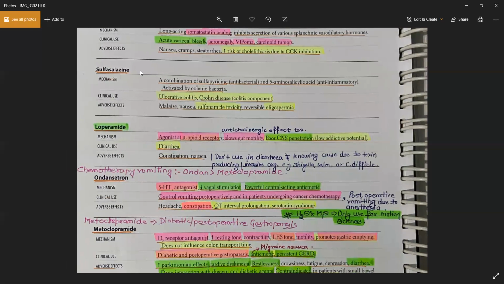Now comes the drug sulfasalazine. Okay, these are the 5-aminosalicylic acid drugs. They belong to a category of antibacterial drugs, the sulfur drugs. Remember the sulfonamides.